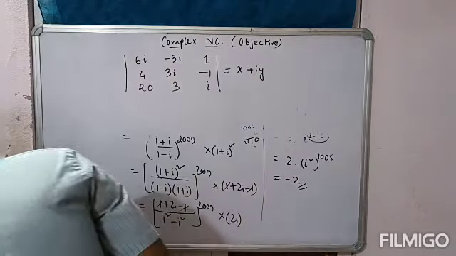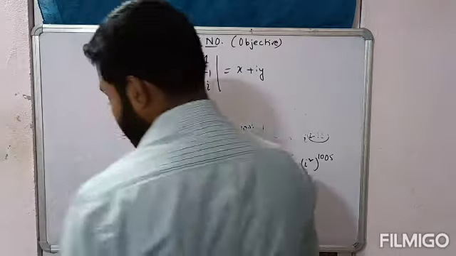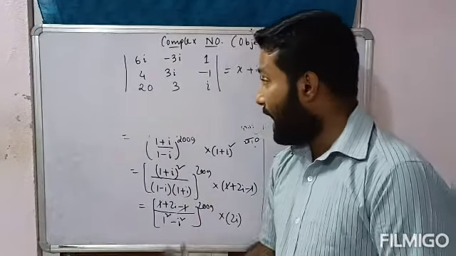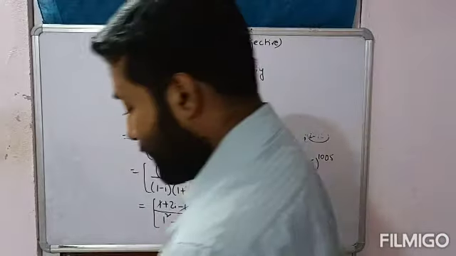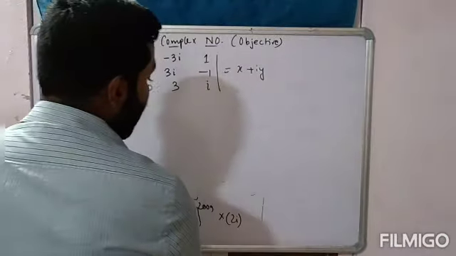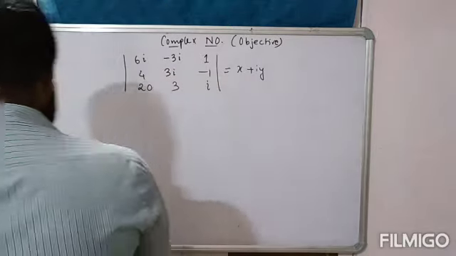Look at the question, it is in the form of a determinant. 6i, minus 3i, 1; 4, 3i, minus 1; 20, 3 and i. This is equal to x plus iy. Then find out the values of x and y.